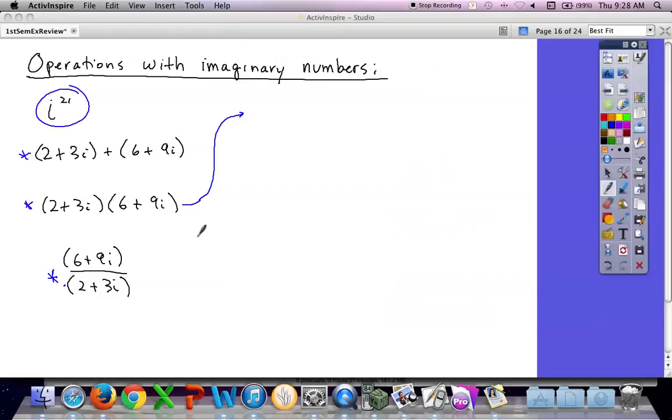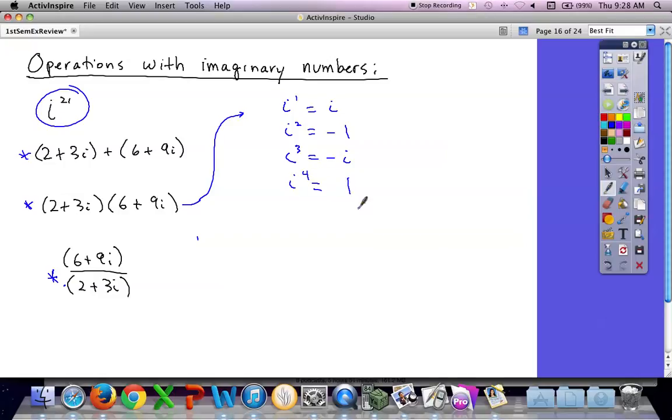Now, more than that, what we know about when you raise i to a power is that i to the first is i. i squared is -1. That's the definition of i. i equals the square root of -1, so i squared equals -1. i to the third equals -i, and i to the fourth equals +1. And if I did i to the fifth, well, it would just be i to the fourth times i, so it would be i again. So there's a pattern to this, right?